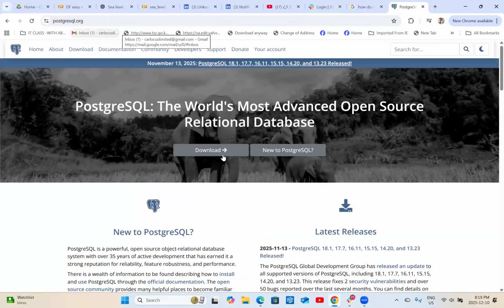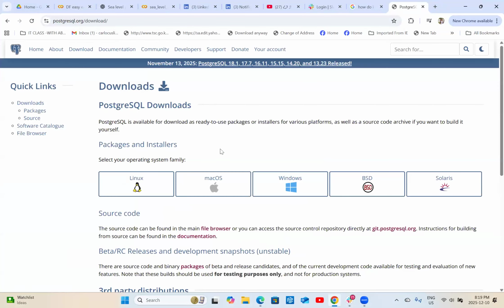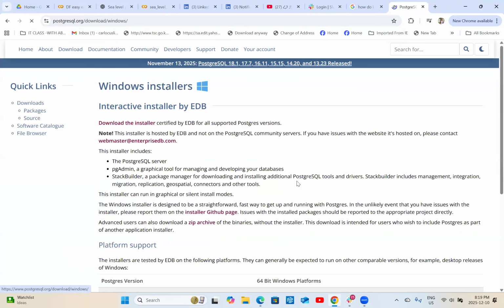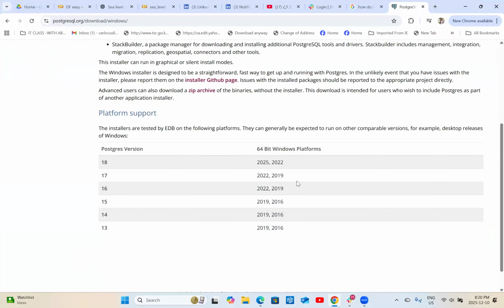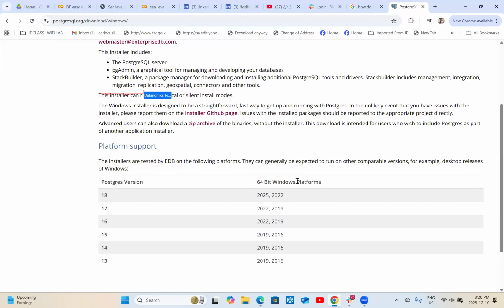Okay, go to download. And your operating system is Windows. Anyone who's on a Mac, use the Mac option. And Linux, if there is one. Anyone? Use Linux. Oh, don't just scroll, guys.